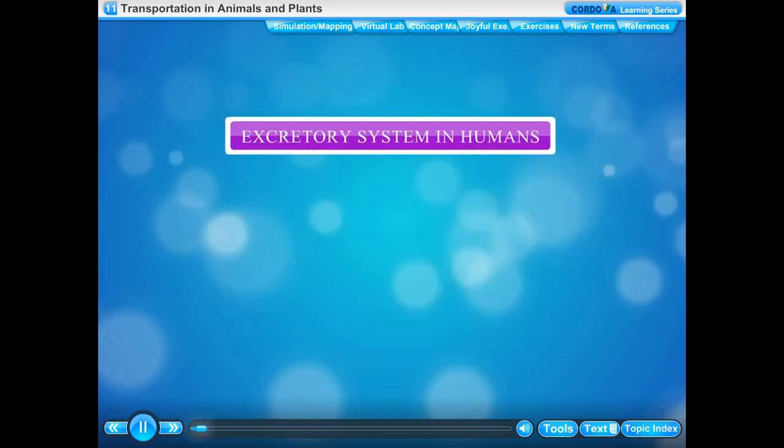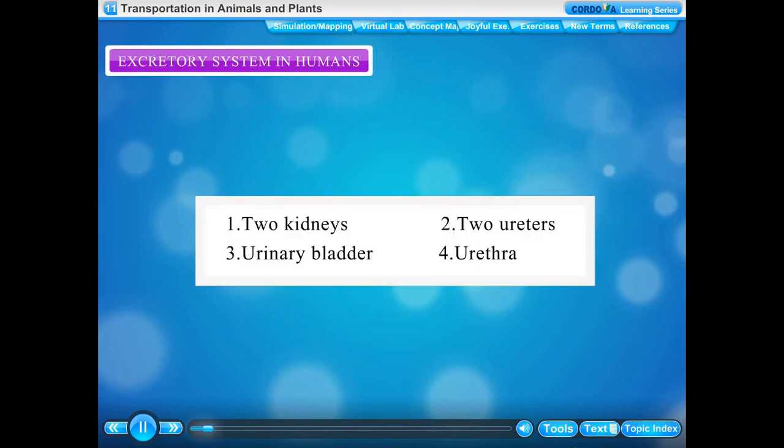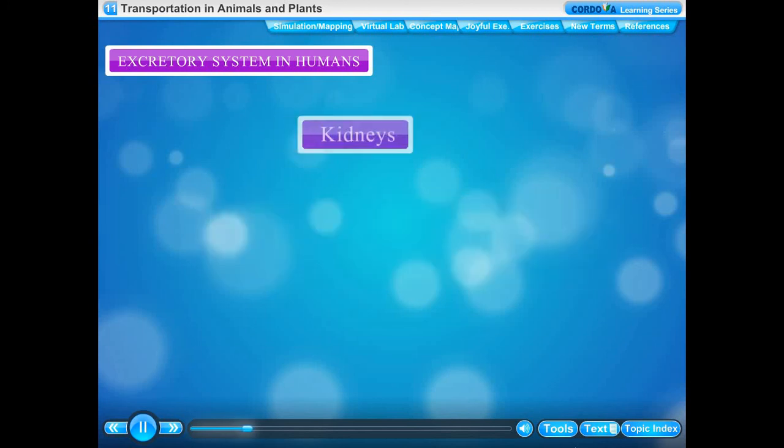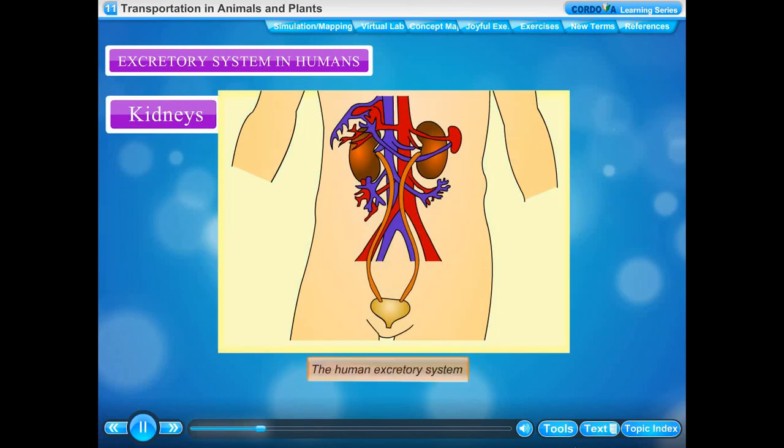Excretory system in humans. The excretory system in humans consists of the following organs: 2 kidneys, 2 ureters, urinary bladder, urethra. Kidneys. Kidneys are situated at the level of the waist on either side of the vertebral column. Kidneys are brick red in color and bean-shaped in structure.